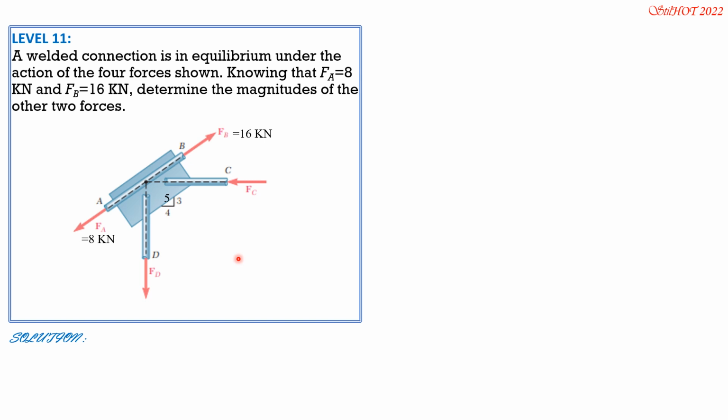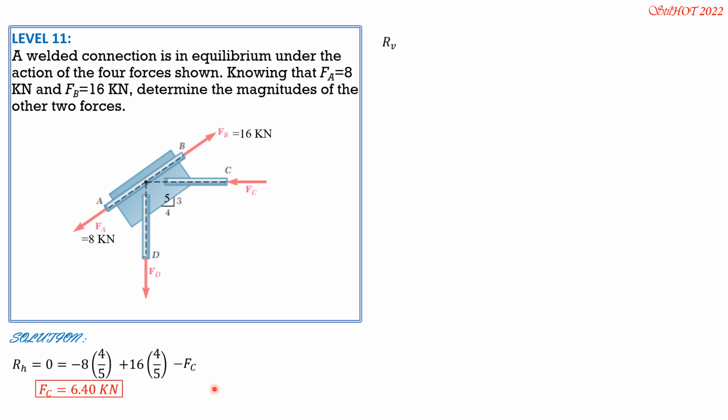So R horizontal is 0, and that is equal to negative 8 times 4 over 5 for this force here. Its component is negative, to the left, 8 times 4 over 5. The horizontal component here is positive 16 times 4 over 5, then minus F sub C. F sub D is not involved because it is vertical. So from here we can solve for F sub C: negative 8 times 4 over 5 plus 16 times 4 over 5. So F sub C is equal to 6.4 kilonewtons.